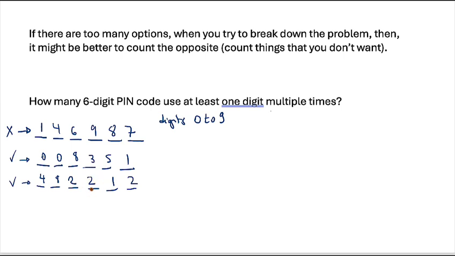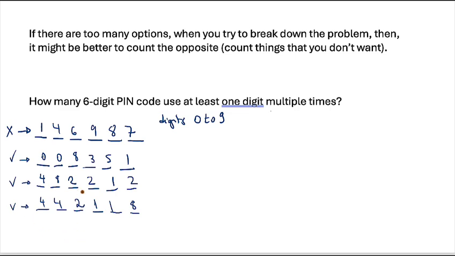So the one digit 3 times. But I also can have, for example, 4, 4, 2, 1, 1, 8. So I'm using at least one digit. Actually I'm using 2, 4 and 4, and 1 and 1 multiple times.